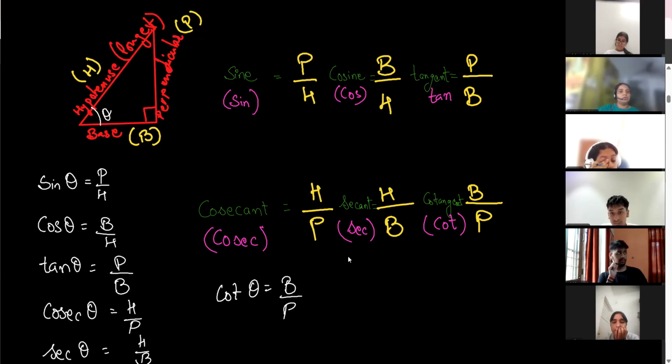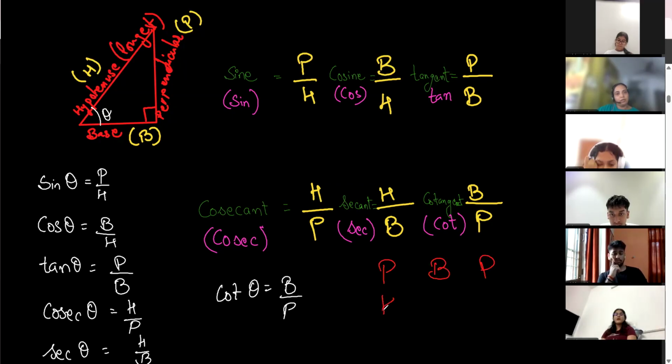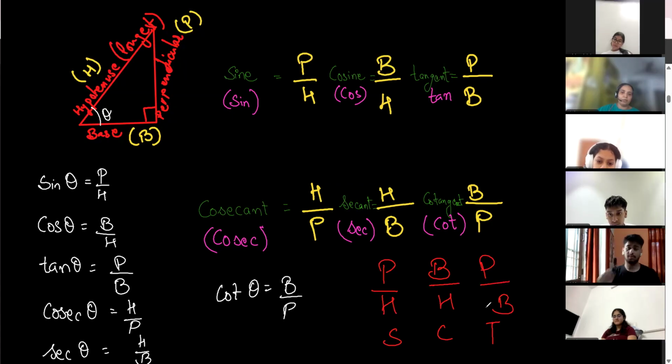Okay. So the Indian one is Pandit Badri Prasad Har Har Bole Sona Chandi Tole. Right? Write it down quickly: Pandit Badri Prasad Har Har Bole Sona Chandi Tole. It's like P by H for sine, B by H for cos, and P by B for tan, and the reverse of it for cosec, sec, and cot. Note it down quickly.